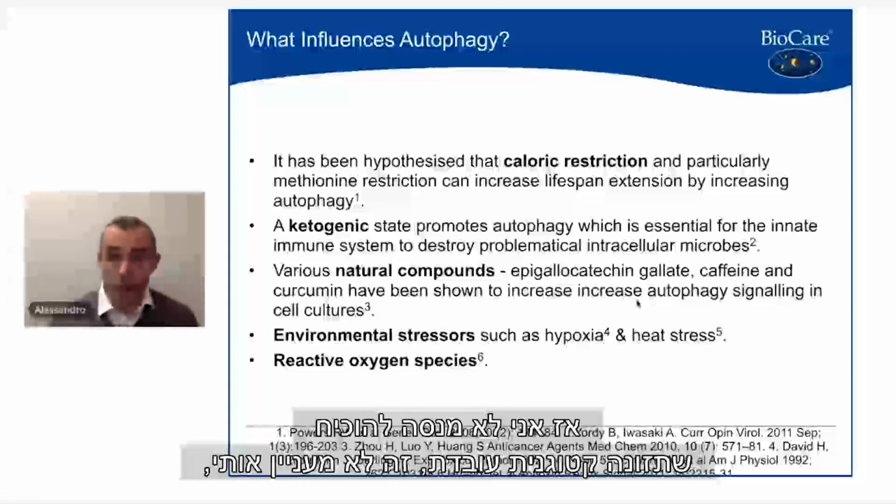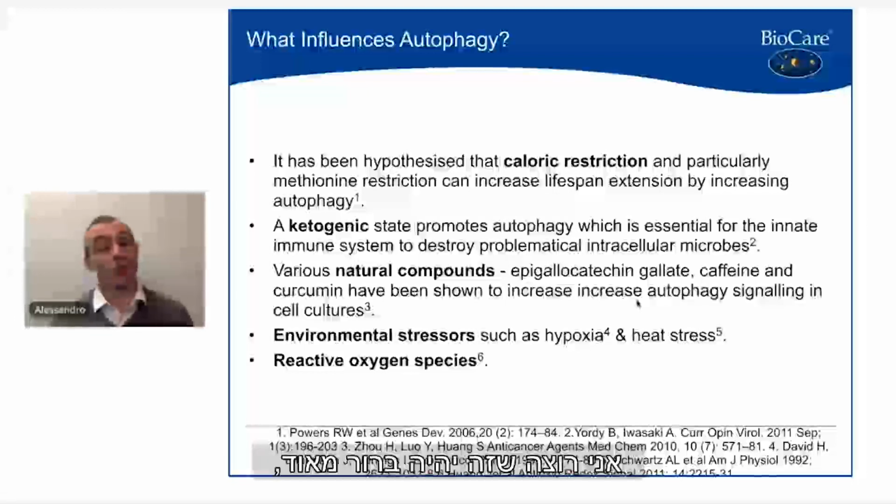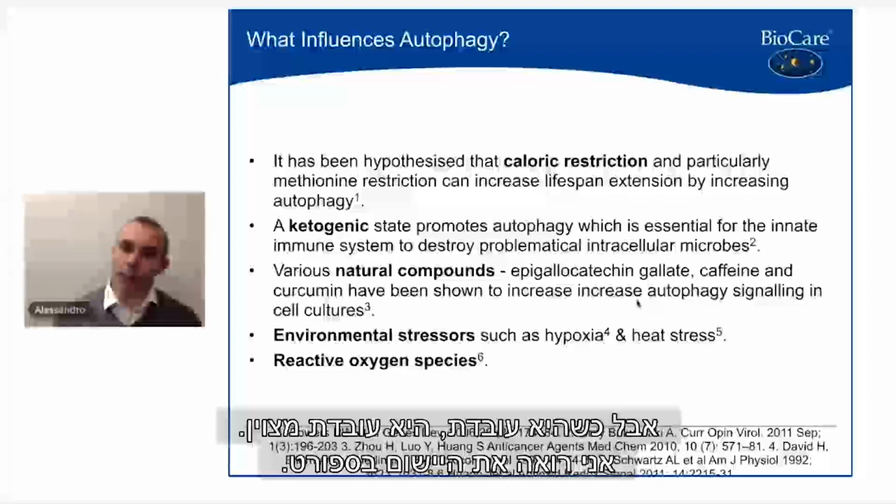So I'm not trying to prove the ketogenic diet works. I'm not interested in that. For certain people, it just doesn't work. And I want to make this very, very clear. But when it works, it works really, really well. And I'm seeing the application in sport.